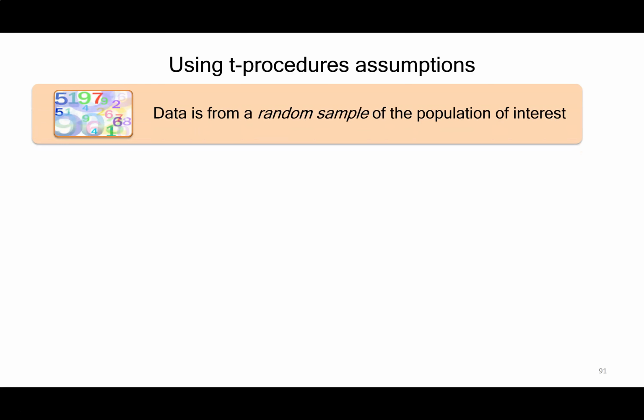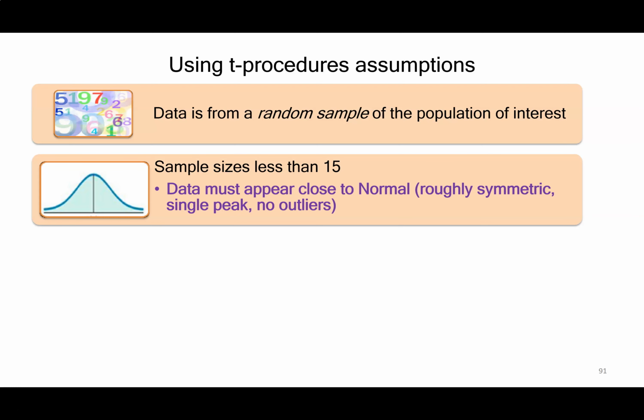So using the T procedures assumptions. Absolutely super important that the data is from a random sample. The idea is we want to be able to say that this sample represents the population. And if we didn't use random sampling somehow, it's really, really hard to say that. Sample sizes less than 15. So if you're taking a really small sample, you really want the data to be roughly normal.